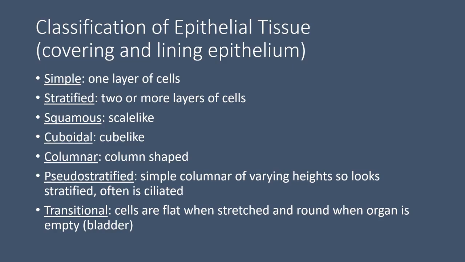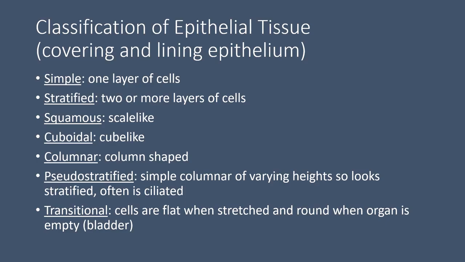Transitional is where the cells typically are round when the organ is in one type of situation. An example is the bladder. When the bladder is empty, the cells look round. But when it's stretched out, the cells look flattened. So they change their shape. That's why we call it transitional.